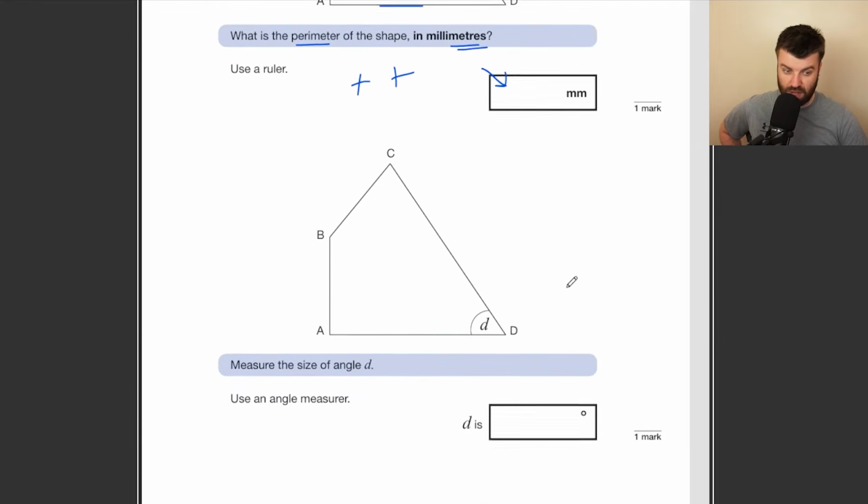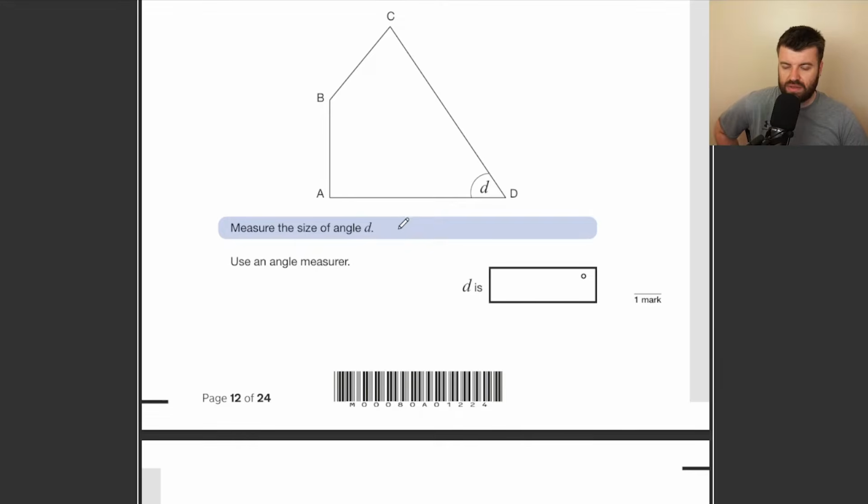That's to get 1 mark there. Measure the angle of angle D. Again, I can't do this. I don't have a protractor on my screen. However, with a protractor, we've done a whole video on how to use a protractor properly. A protractor would look like this.